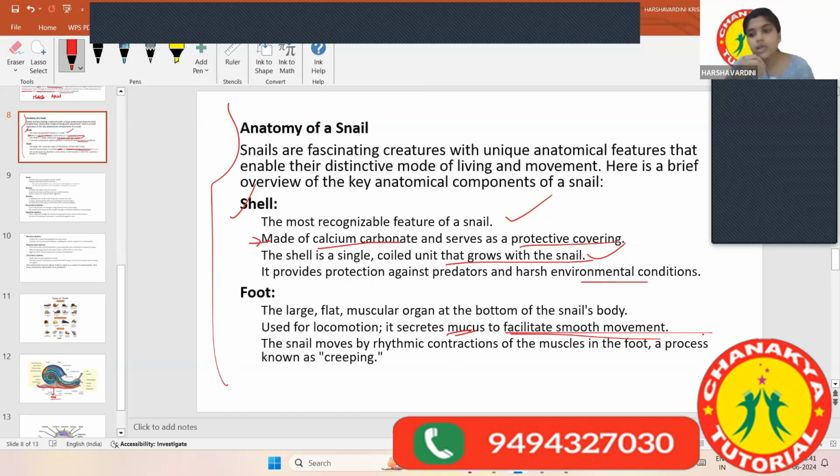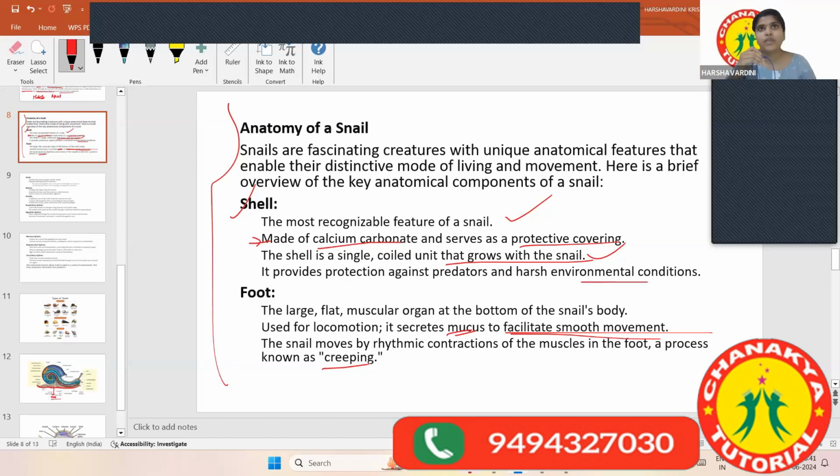So when somebody asks you, Bhavesh or Neha, tell me the way the snail moves, what is the pattern of movement of snail that is observed? You have to say they creep. You should not say they crawl. You should say they creep. What is that word? Creeping. So you should say snails creep.